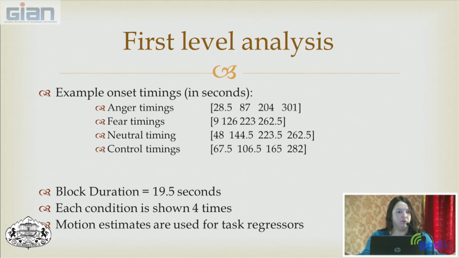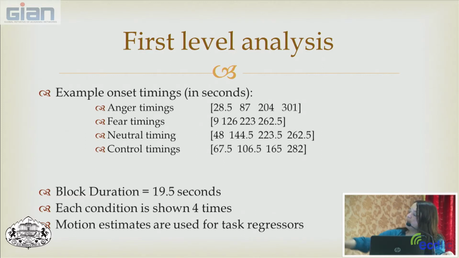So we don't model this part because this is a block design. They're doing one condition, then they're doing another condition, and then another. Again, each condition is shown 4 times. And we do use our motion estimates for task regressors. I just want to point out with the timing pretty quickly, by looking at these timings, these are all in seconds, you can get an idea of the order that the conditions have appeared.